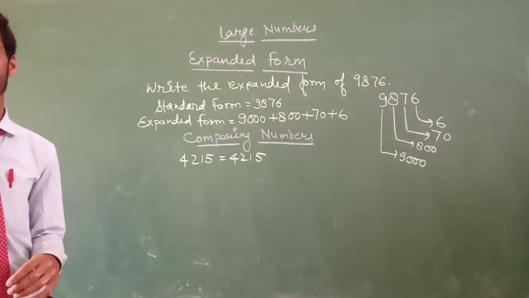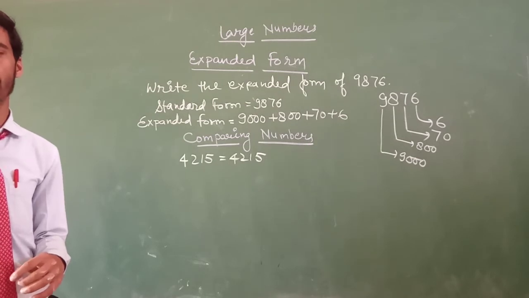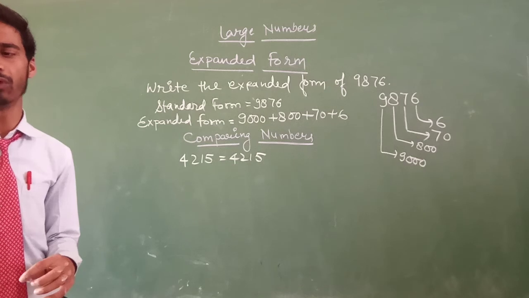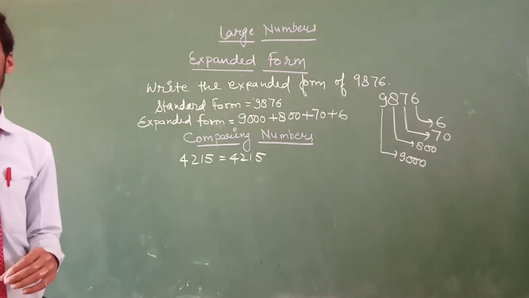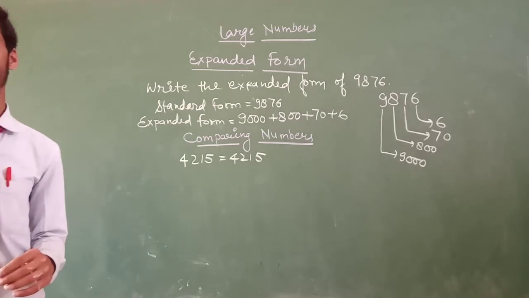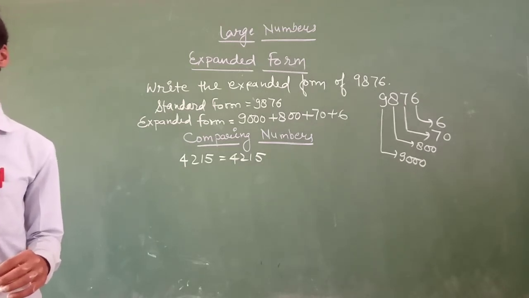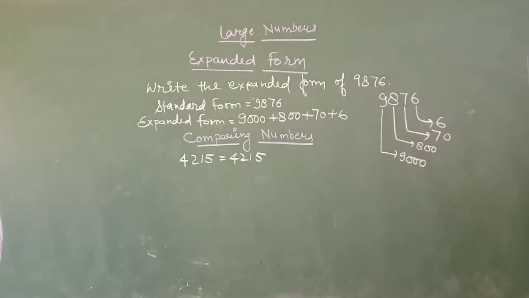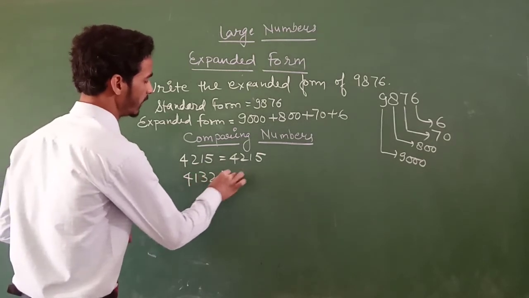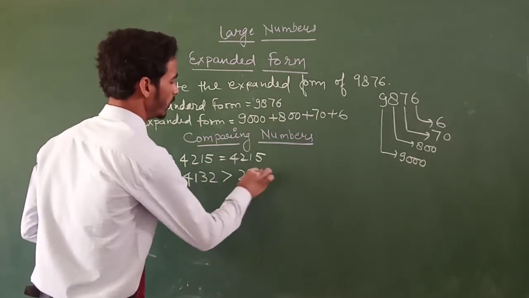Okay, and when two numbers do not have the same value, you use the greater than sign or less than sign. For example, 4132 is greater than 2341.